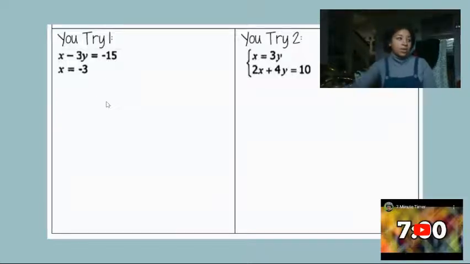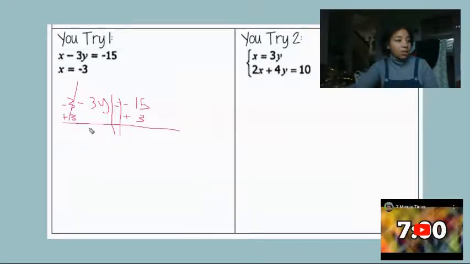I'm going to show you how to get the answer. So we have x equals negative 3. So instead of having this x here, I'm going to put negative 3. So I'm going to plug in negative 3 minus 3y equals negative 15. Okay? Then I'm going to add 3 to both sides. Cancel that out. Bring down negative 3y equals, brain fart, negative 5.